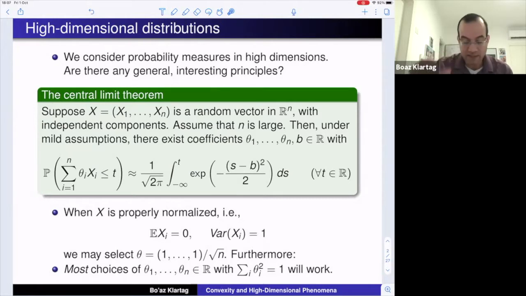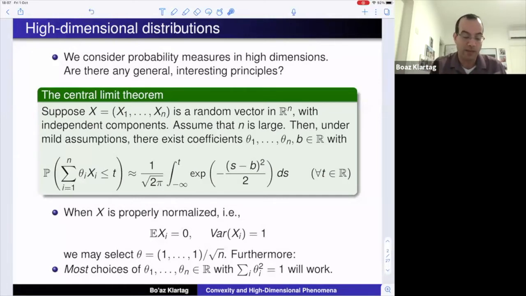Let's look at the case, for example, where these random variables are uniform in the interval. So x1, x2 are just uniform in the interval, say, -1, 1. In this case, the random vector x is uniform in a cube in high dimension, the product density.